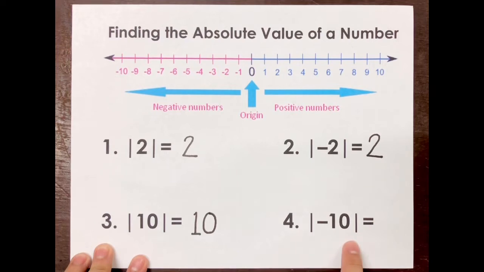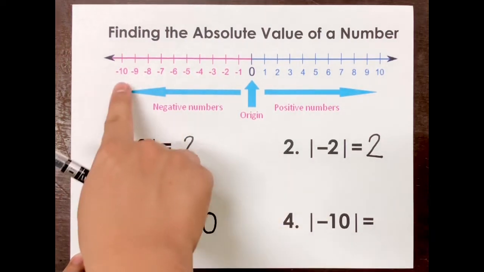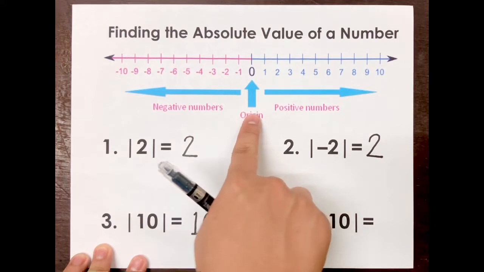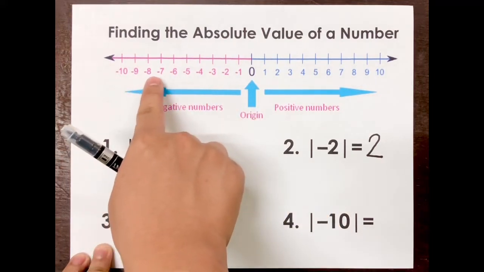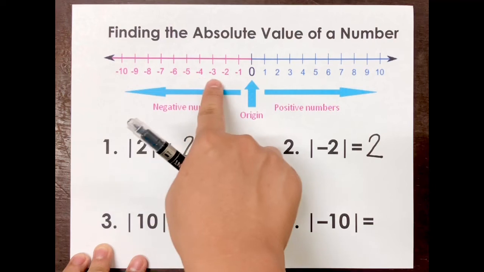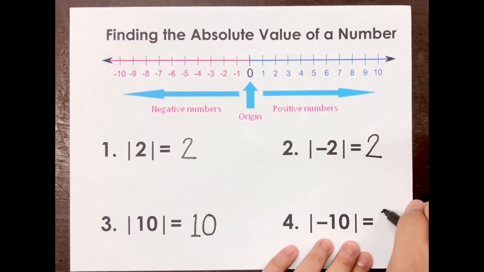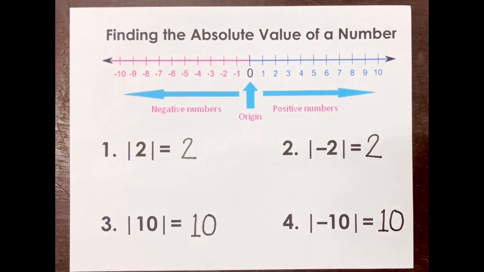The absolute value of negative 10. Negative 10 is here. So again, count the number of units to the point of origin. And as you can see, we also have positive 10. The absolute value of negative 10 is also positive 10.